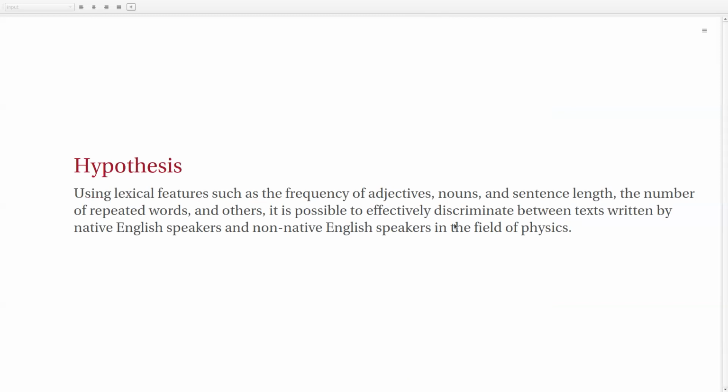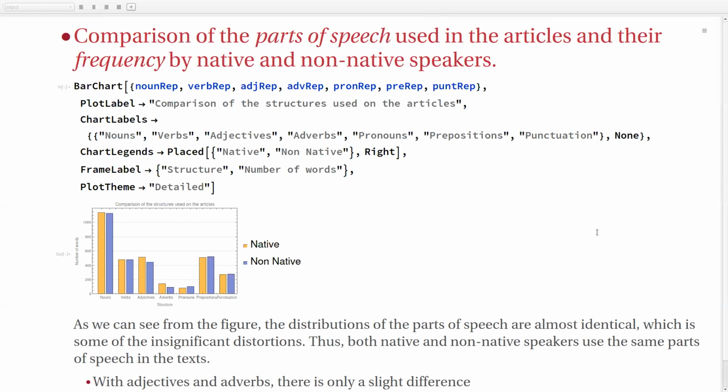What's the hypothesis? Our hypothesis is we can discriminate between text written by native and non-native English speakers in the field of physics by analyzing the lexical features. This is our hypothesis. So, starting with the graphs.